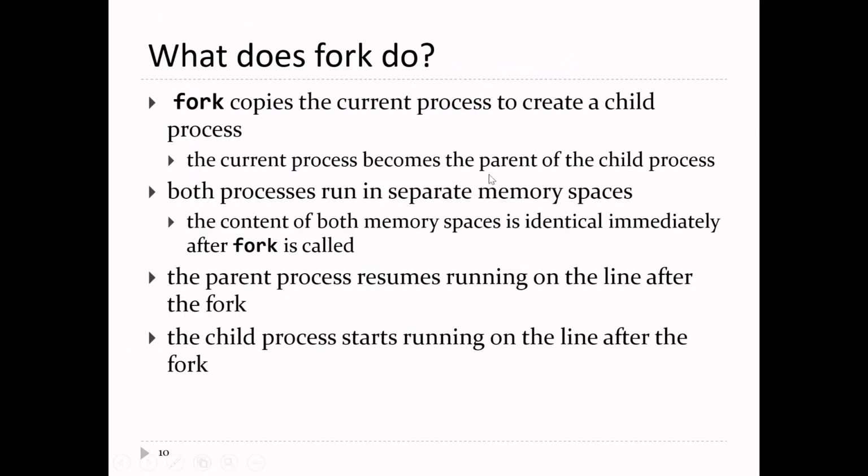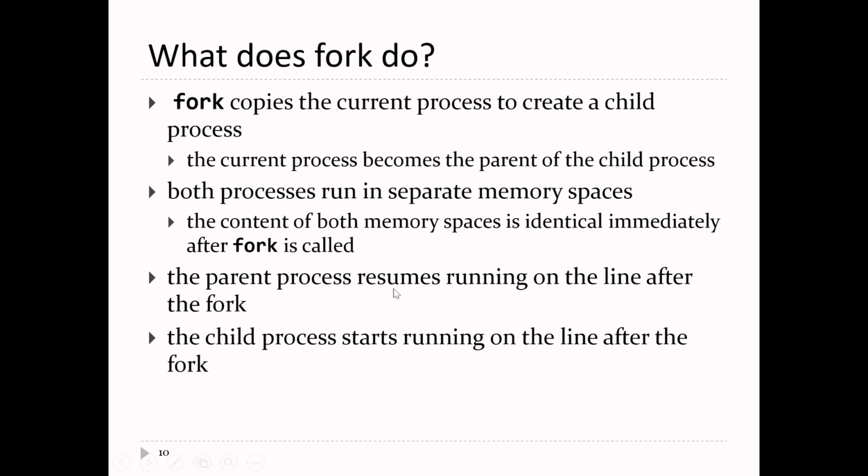Okay, so we're looking at this fork function. The fork lets a process create another process. And so the current process becomes the parent of the child process that it forks. So both processes run in their own separate memory spaces, and the contents of both memory spaces are identical immediately after fork is called. Right? So you call fork, and then you basically get 2 copies of your process running.